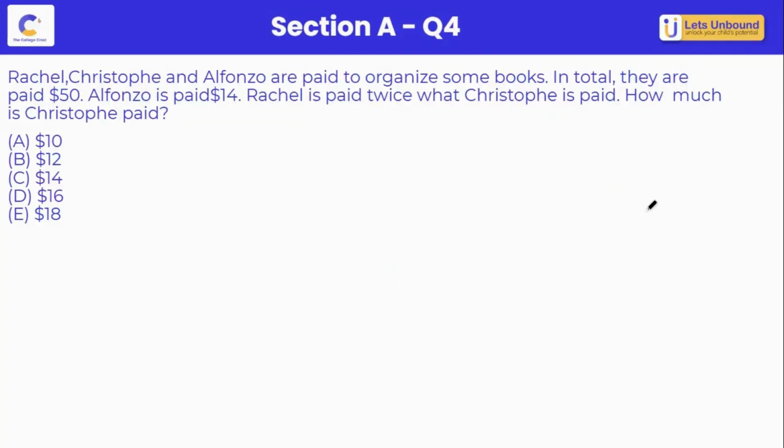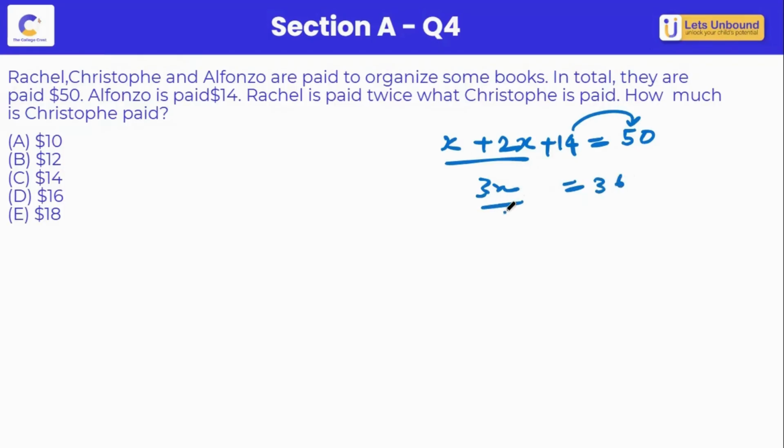Rachel, Christoph, and Alfonso are paid to organize some books. In total, they were paid 50. Alfonso is paid 14. Rachel is paid twice what Christoph is paid. How much is Christoph paid? Do you know that? No, so X. Rachel is paid twice of Christoph, so double X, 2X. And Alfonso is paid 14, we know that. Together they were paid 50, so it equals 50. Super simple. 3X, and you subtract 14, it's 36, right? And then you divide by 3, it's 12. So 12 is the answer.